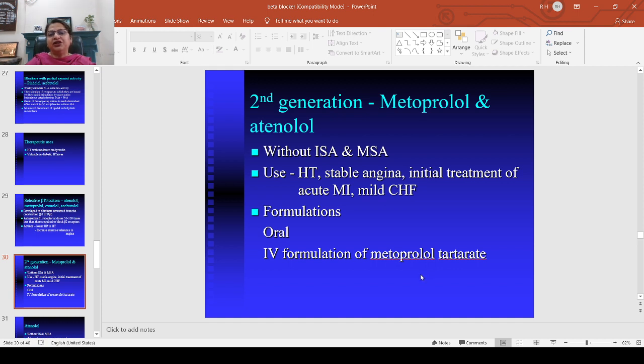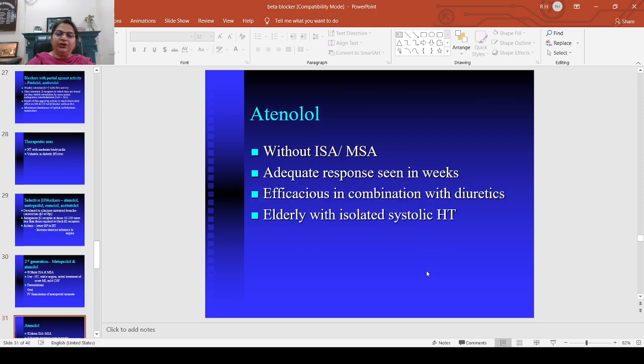Coming to second generation, metoprolol and atenolol, they do not have either ISA or membrane stabilizing activity. Therapeutically, they are used in hypertension, stable angina, initial treatment of acute myocardial infarction, and in patients of mild congestive heart failure. It is available both in the oral formulation and the IV formulation. The IV formulation of metoprolol tartrate is available.